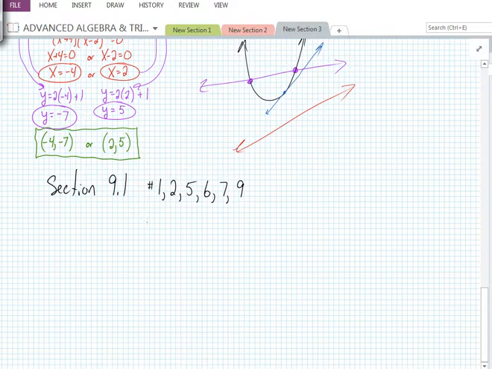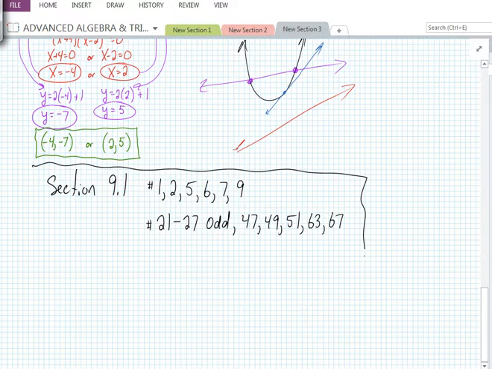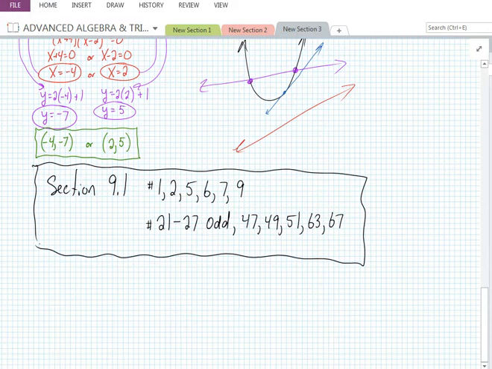For tomorrow, during class, I'm going to give you time to work on 21 through 27 odd, and you're going to do 47, 49, 51, 63, and 67. So these are your homework problems. Again, 2 days of problems. And on Friday, I will begin teaching the next section, which is solving by the elimination method.